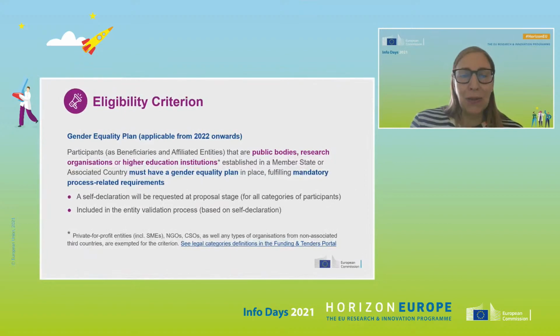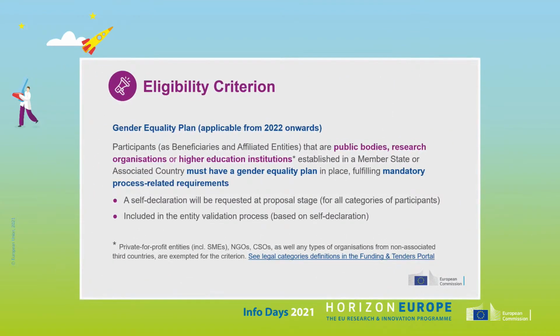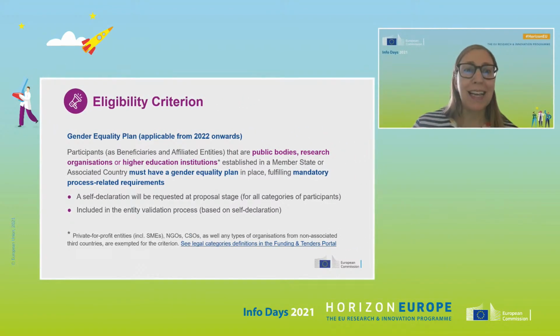Next slide. So this is a big change as of calls for proposals with deadlines in 2022. So not yet for the calls in 2021. Public bodies, research organizations, and higher education institutions, and for these last categories, be they public or private, will need to have in place a gender equality plan to be eligible for funding in Horizon Europe. So this will happen through a self-declaration questionnaire. It will be part eventually of the legal identity validation process. So normally an institution only fills this in once, unless the status changes in the duration of the program. And there are specific requirements that you need to fulfill. Next slide, please.